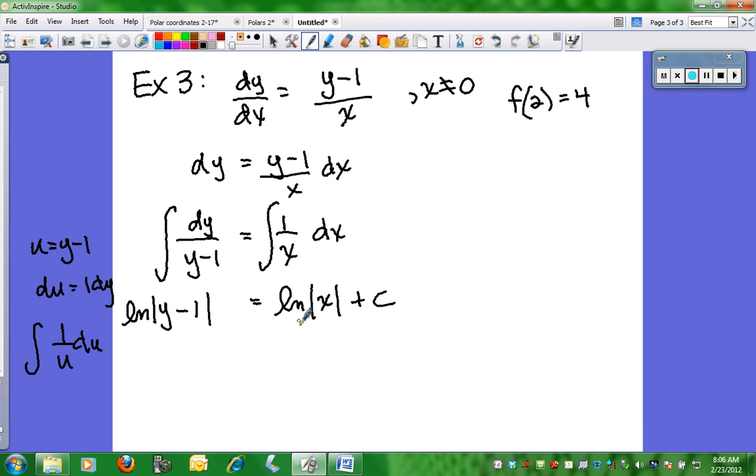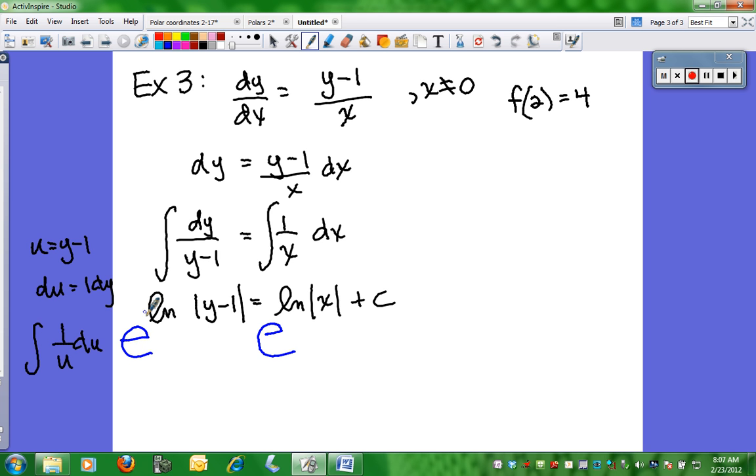How do I get rid of those natural logs? I'm actually going to move this over a little closer. Not all that, just this. Yeah, I know you're laughing because I can't get it over there. There you go. So, how do I get rid of these natural logs? If you were thinking, or if you would have said, raise both sides as an exponent of e, you would have been correct.